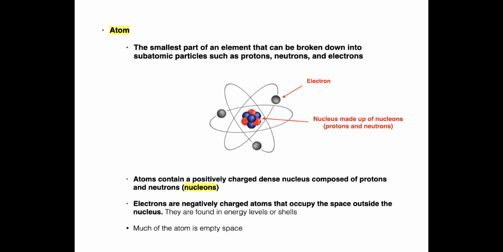Atoms contain a positively charged dense nucleus composed of protons and neutrons, which are known as nucleons. Electrons are negatively charged particles that occupy the space outside the nucleus. They are usually found in energy levels or energy shells. Also, much of the atom is empty space.